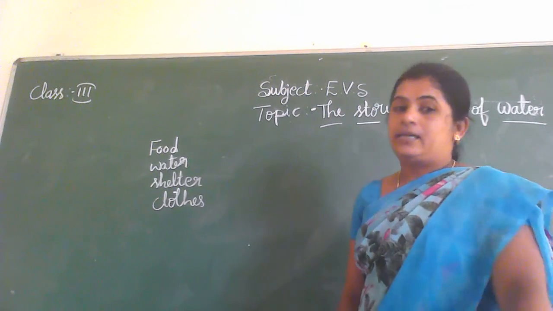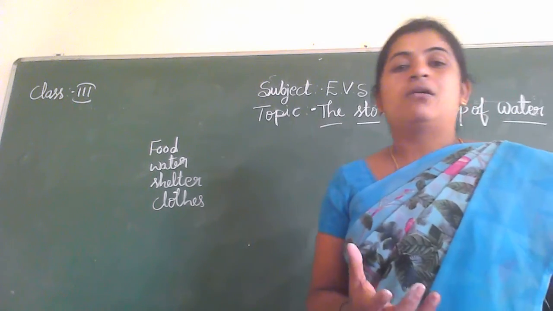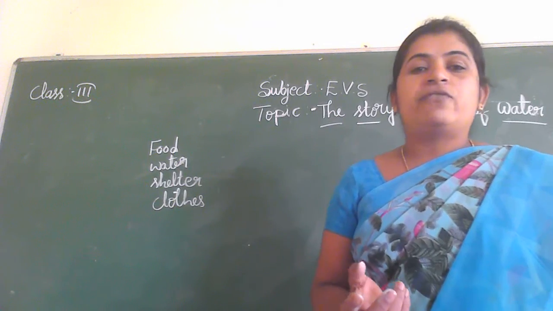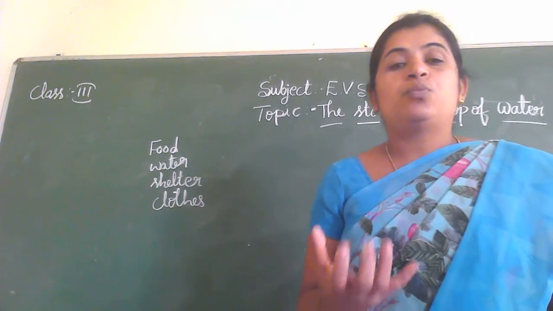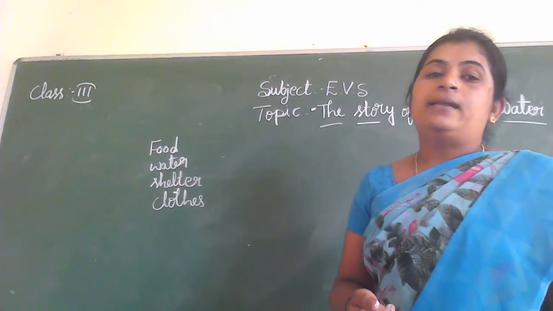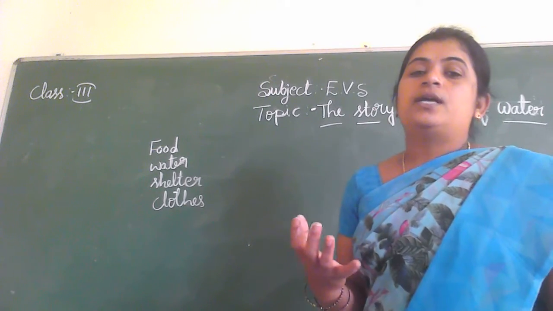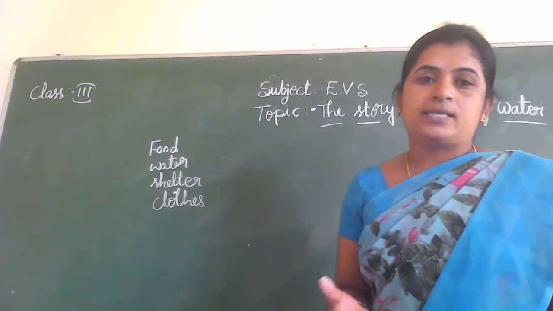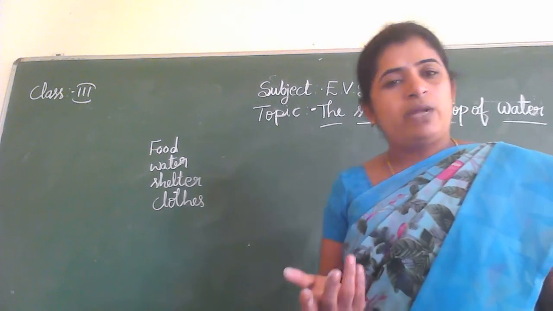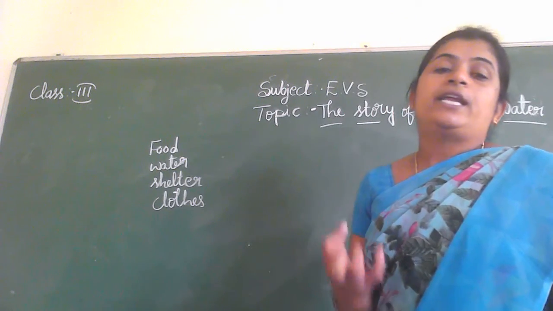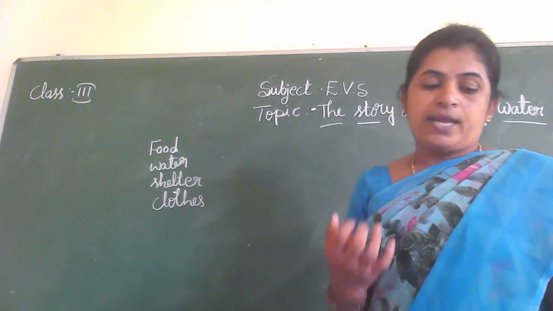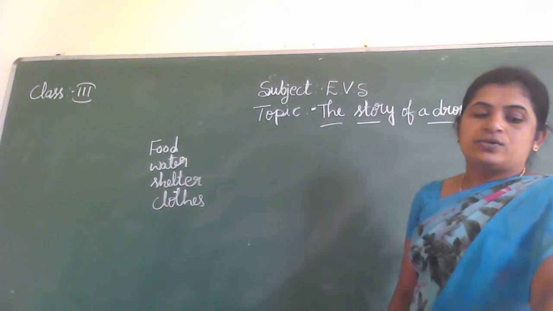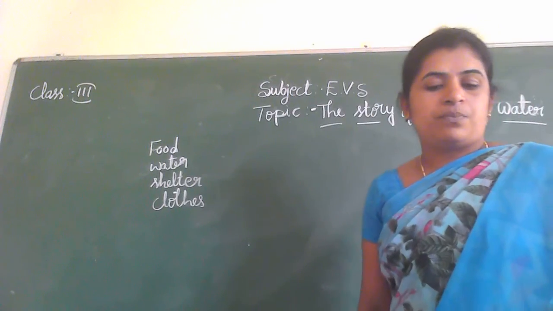Like drinking, washing clothes, cleaning our house, the agricultural field, the industrial field, and electricity. We produce electricity, and also use water for cooking, washing clothes, and watering plants. So we can use water for so many purposes. So water is very important for us. Isn't it, children?